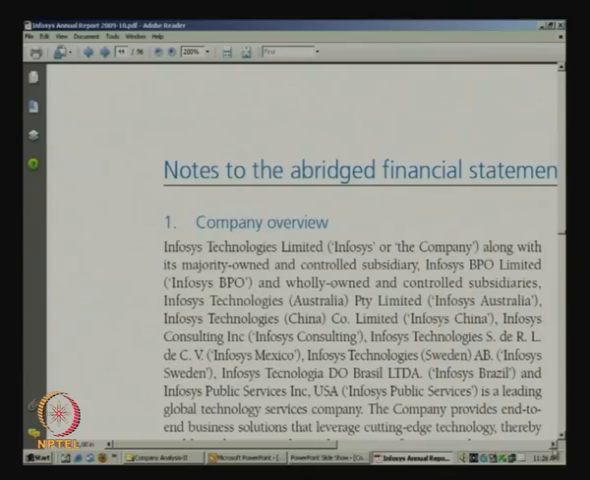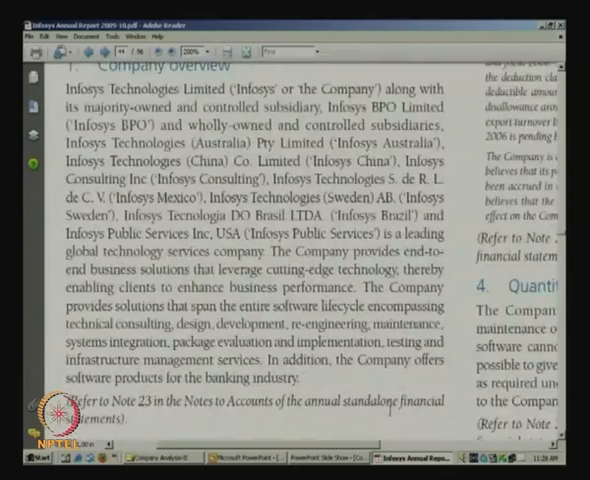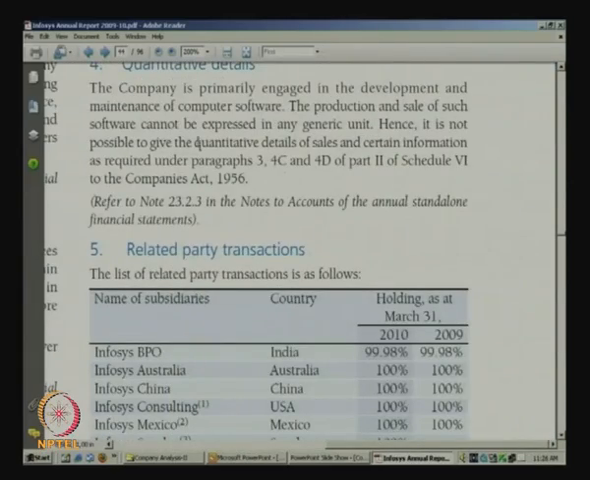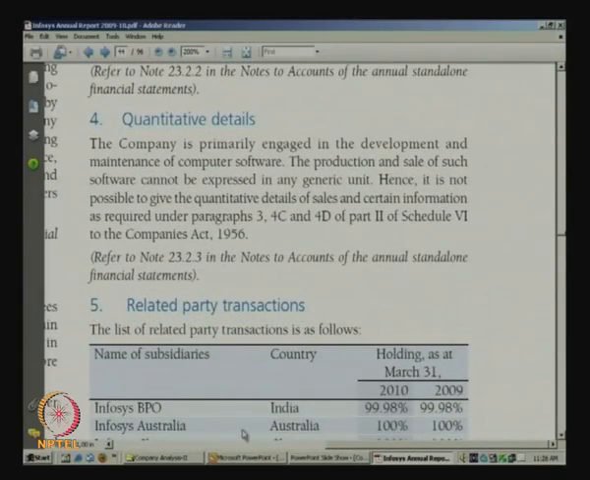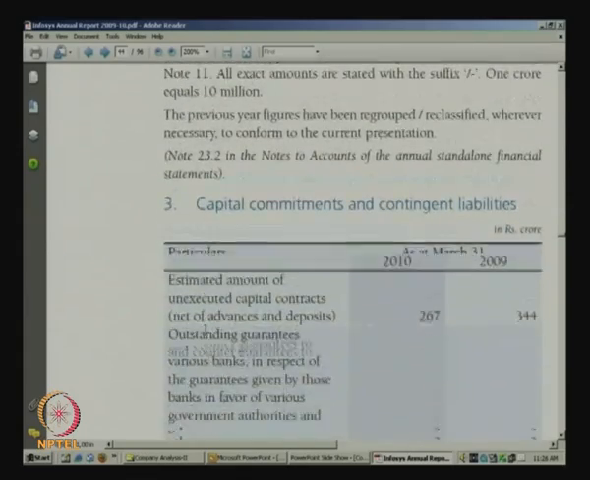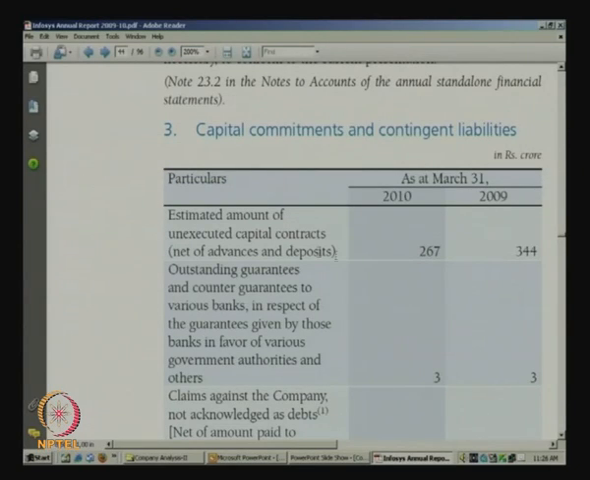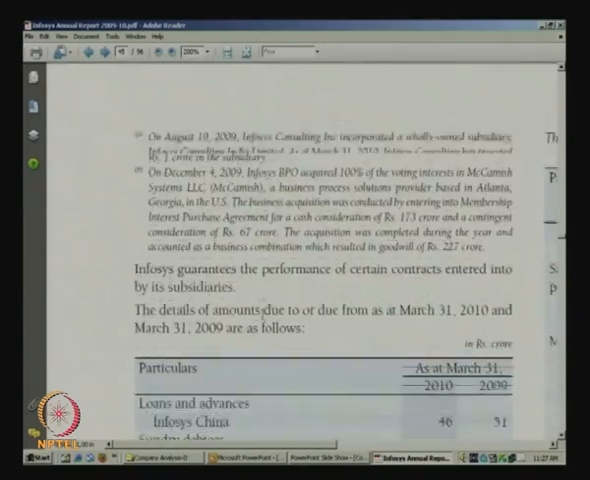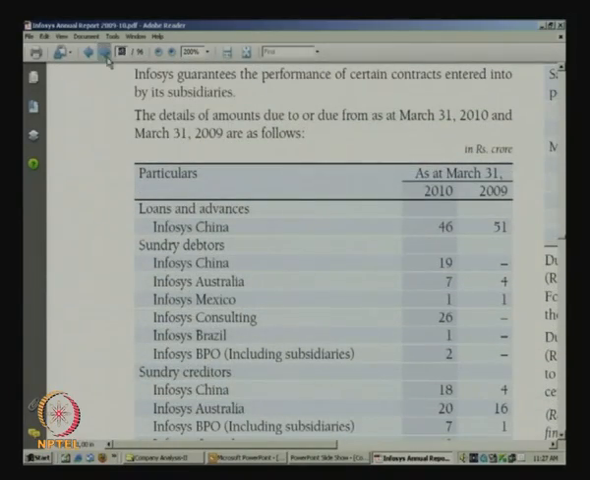Then we have the notes to the accounts: the company overview, the notes on accounts or different accounting rules they are following, related party transactions, quantity details, then the capital commitment. The contingent liability is something which is not reflected in the balance sheet as a part of liability, but is taken as a footnote, because this liability can occur depending upon certain things happening or not happening. So, that is the contingent liability, and similarly the company has got the consolidated statements also.